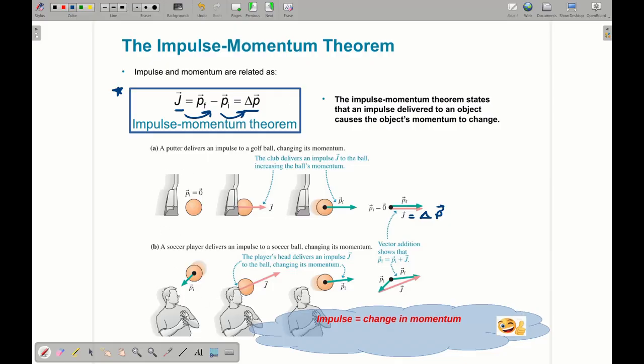Here, you are a soccer player. A ball comes towards you with p initial, you hit it, apply an impulse, and change its final momentum. You will look at delta p. This equation is also given in the book, you can use it if you like, but I'll go with this always: J as a vector is equal to delta p. It will always be p final minus p initial as vectors.